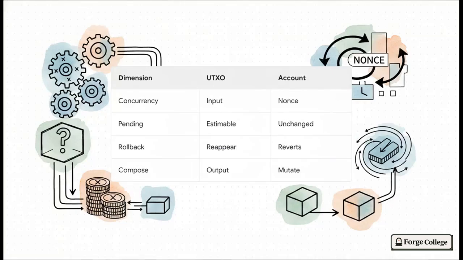So where the underlying theory smacks into engineering reality is in the critical trade-offs between these two blueprints. We really need to look at four vital dimensions here: concurrency, pending visibility, rollback, and composability. With UTXO, concurrency is handled through input-level exclusivity, meaning you literally cannot spend the exact same input twice. It's impossible. But with the account model, concurrency relies entirely on that per-account nonce we just talked about. If two transactions try to use the same nonce, it creates a race condition, and guess what? Your application code actually has to manage that mess.